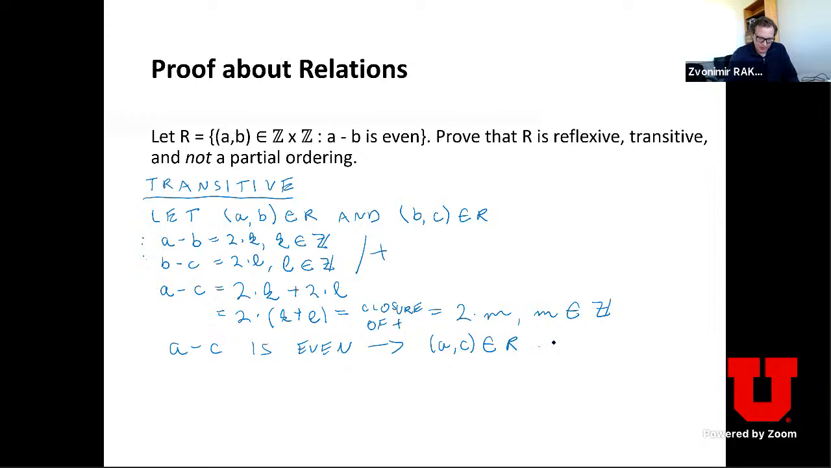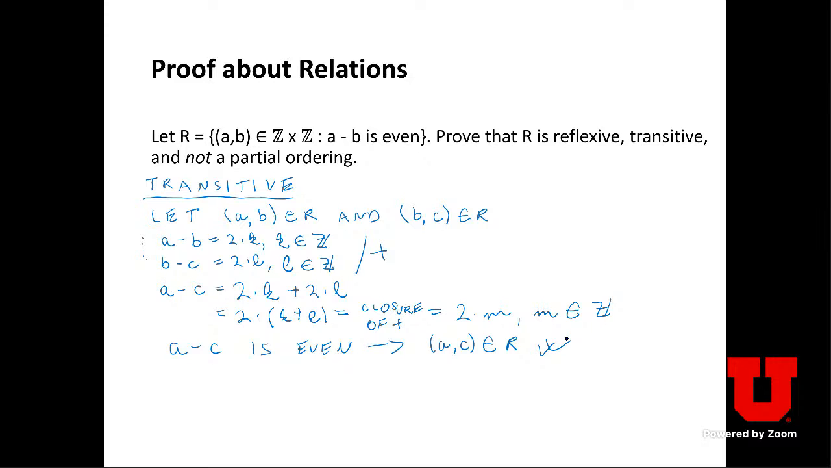So we show that it's transitive. So we show that from the assumption that (a, b) is an element of R and (b, c) is an element of R, we can derive that (a, c) is an element of R. So that shows that it's transitive. And now we want to show that it's not a partial ordering.